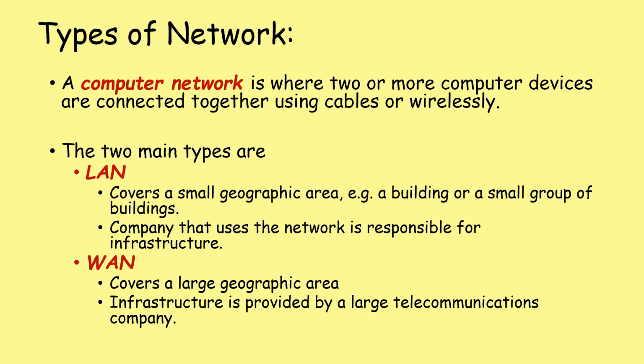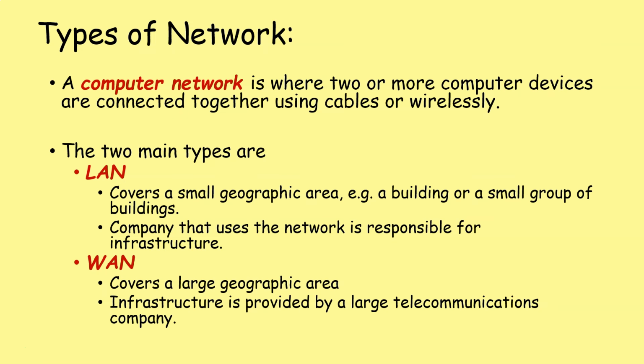A computer network is where two or more computer devices are connected together using cables or wirelessly. The two main types of network that you need to know about are LANs and WANs. LAN is local area network. Covers a small geographic area, e.g. a building or a small group of buildings, like an office, a school, or a university campus. The company that uses the network is responsible for the infrastructure.